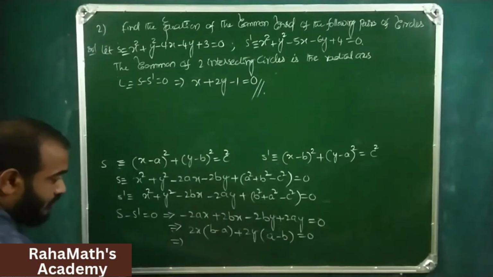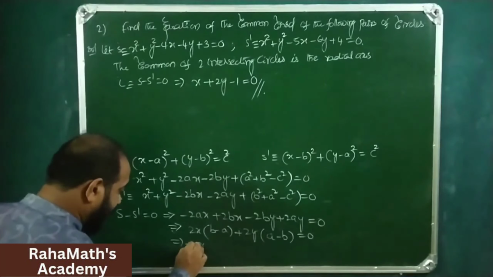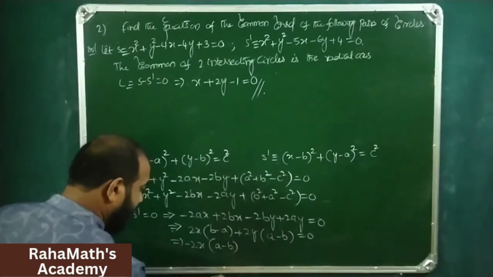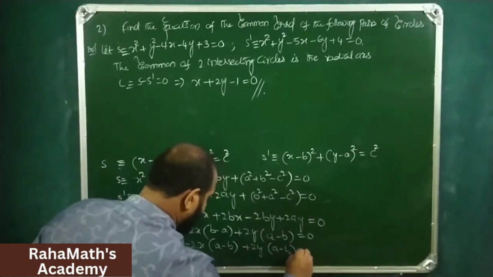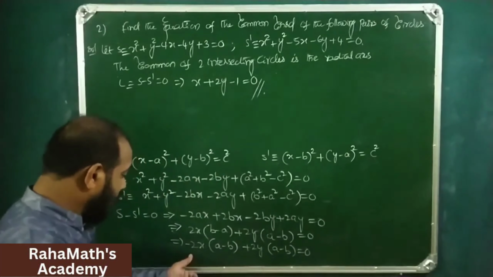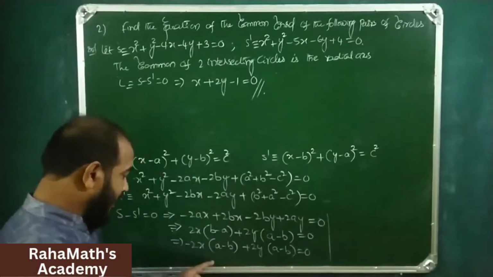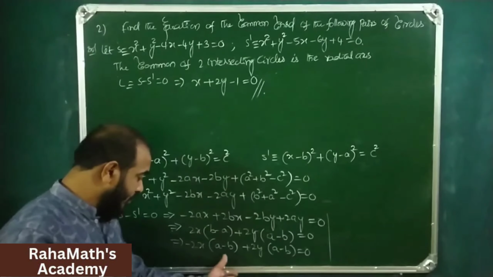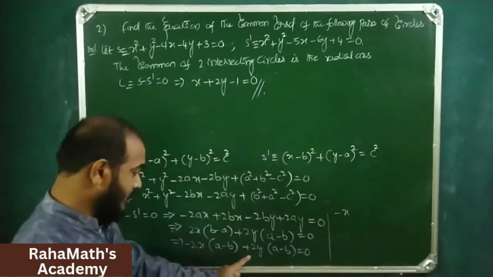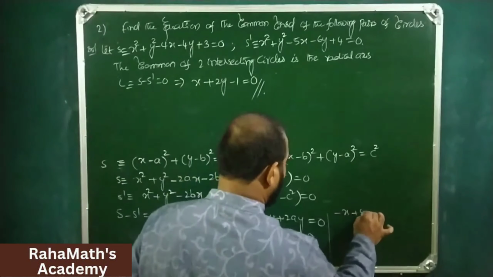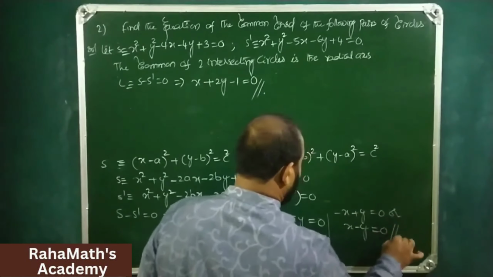This is equals to 2x into minus of a minus b, we can write, plus 2y into a minus b equals to 0. So in both of them, 2 can be taken common. Then if you take 2 into a minus b common, we are left with minus x plus y equals to 0, or x minus y equals to 0.